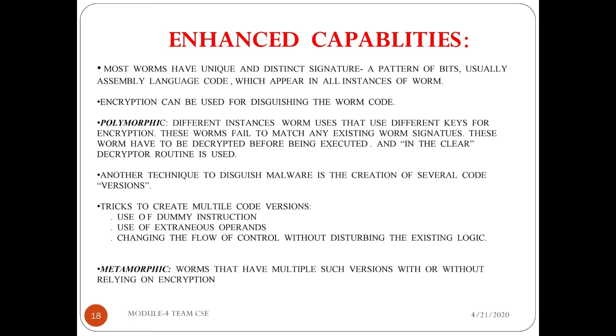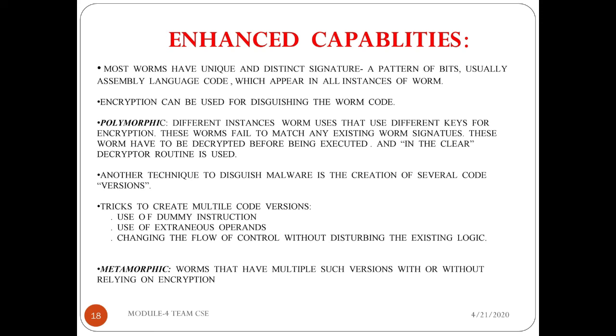Most worms have a unique and distinct signature, a pattern of bits, usually assembly language code, which appears in all instances of the worm. Encryption can be used for disguising the worm code. Polymorphic worms use different keys for encryption in different instances. These worms fail to match any existing worm signatures. They have to be decrypted before being executed, and an in-the-clear decryptor routine is used.